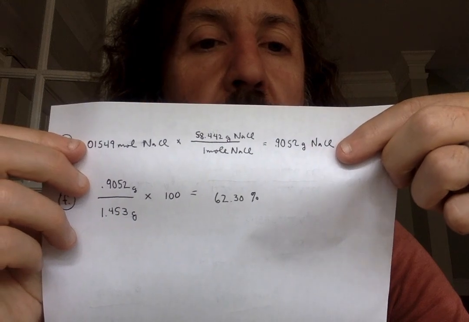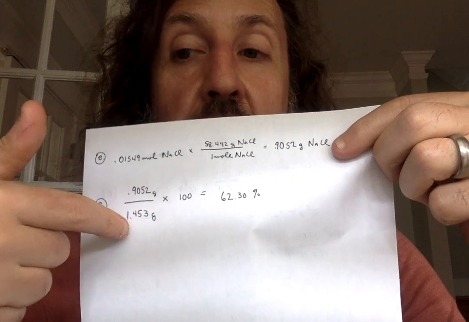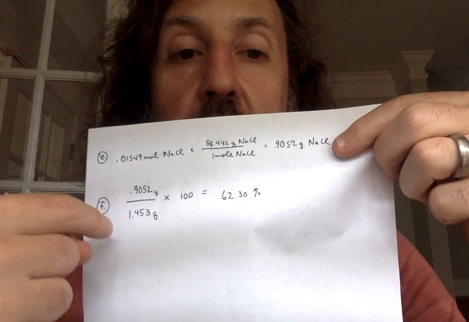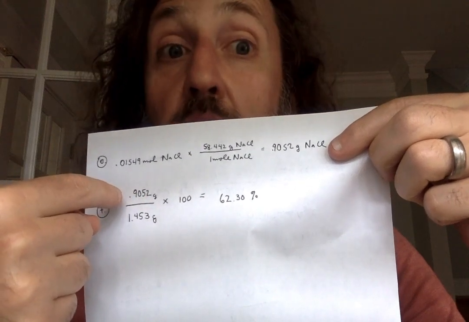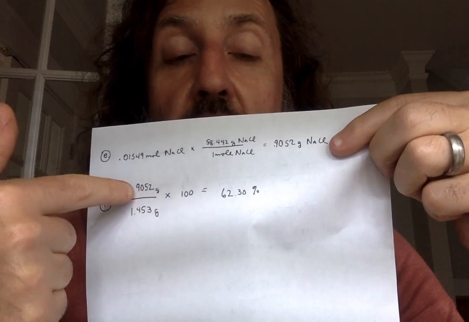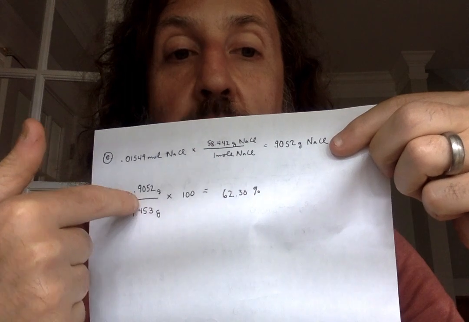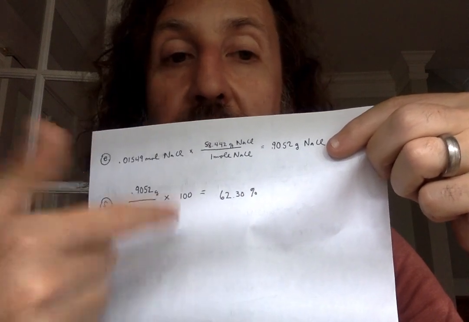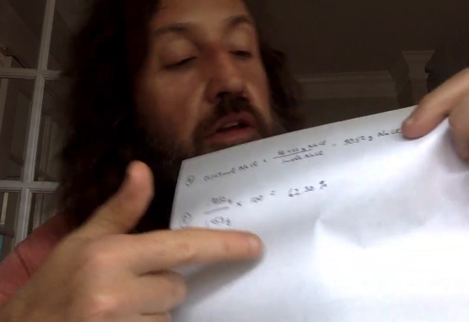Grams of salt. And then I go all the way back to the very beginning, and I take my unknown sample. I take the part that I know is salt, that I've proved to myself through my work is salt, and I put it over the unknown sample, and it's just a percent. Times it by 100, and 62.30% for sig figs, and we're done.